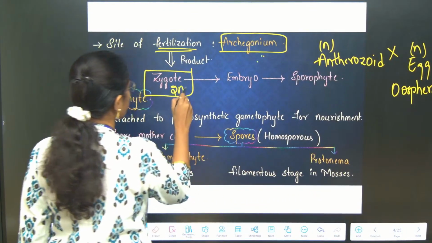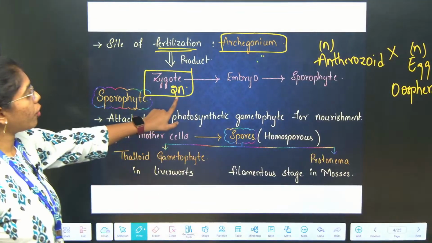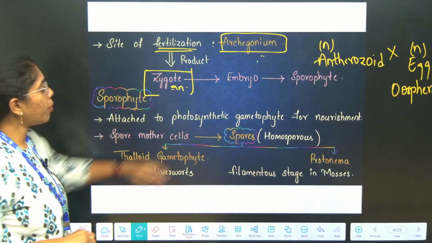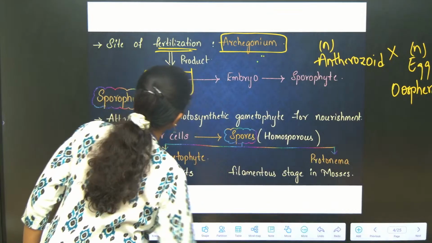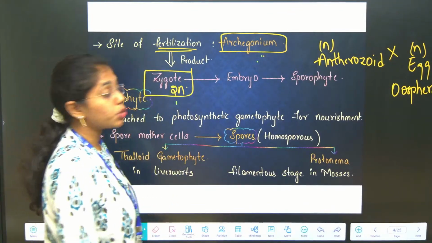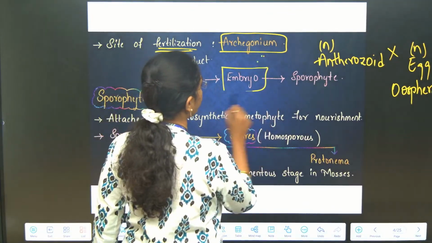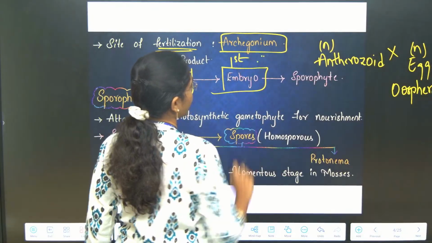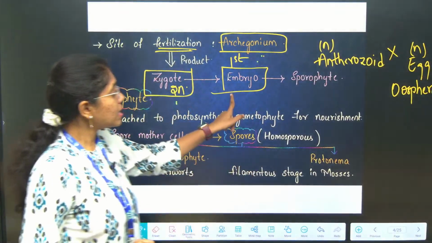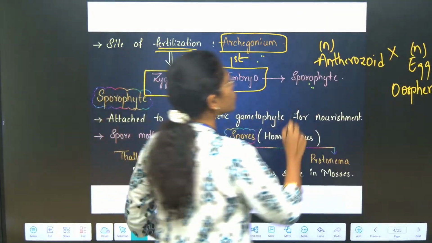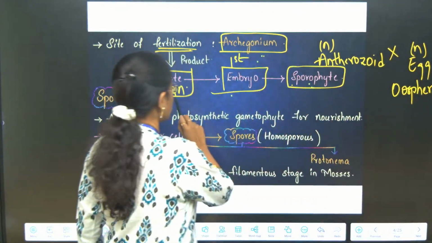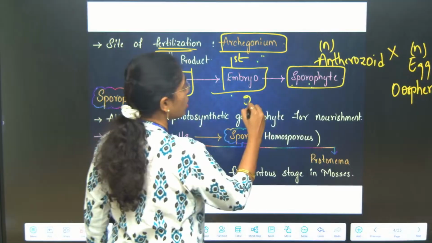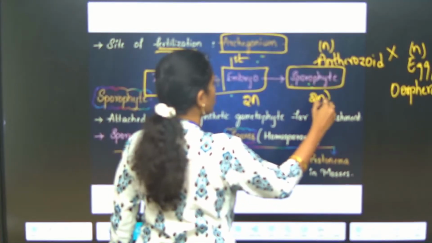Haploid egg or oosphere results in the product of what? Post fertilization, a diploid zygote is formed. The diploid zygote matures to a diploid embryo. First embryophytes are what? Bryophytes. This embryo develops into what? Sporophyte. So the zygote is diploid, the embryo is diploid, and the sporophyte is also diploid.